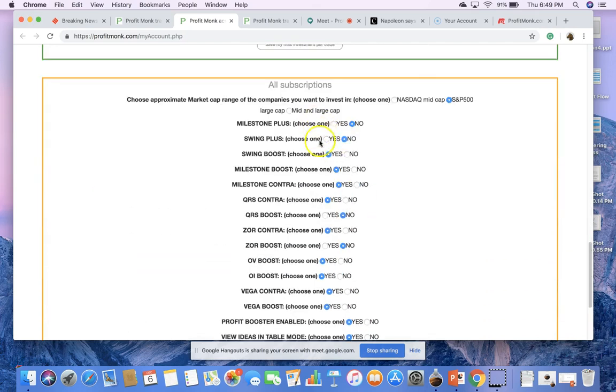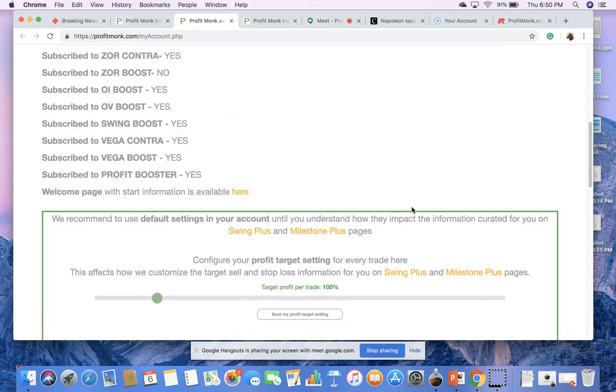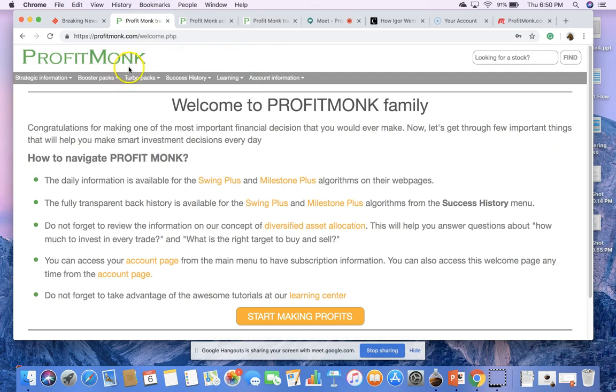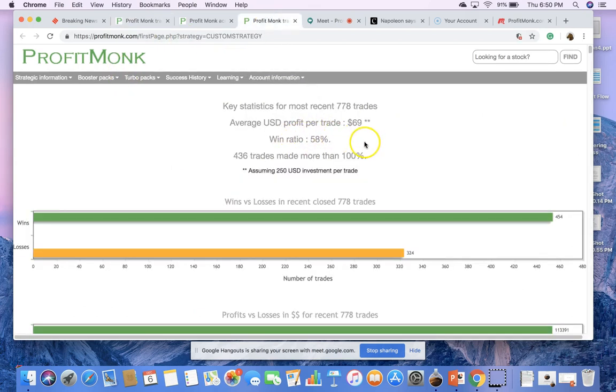Okay, and every strategy is a yes except Swing Plus, which is a no, Milestone Plus, which is a no, QRS Boost... Oh no, there are more than that. So 1, 2, 3, 4. There are 4 no's. Milestone Plus is a no, Swing Plus is a no, QRS Boost is a no, Zor Boost is a no. So that combination gets you to these results.